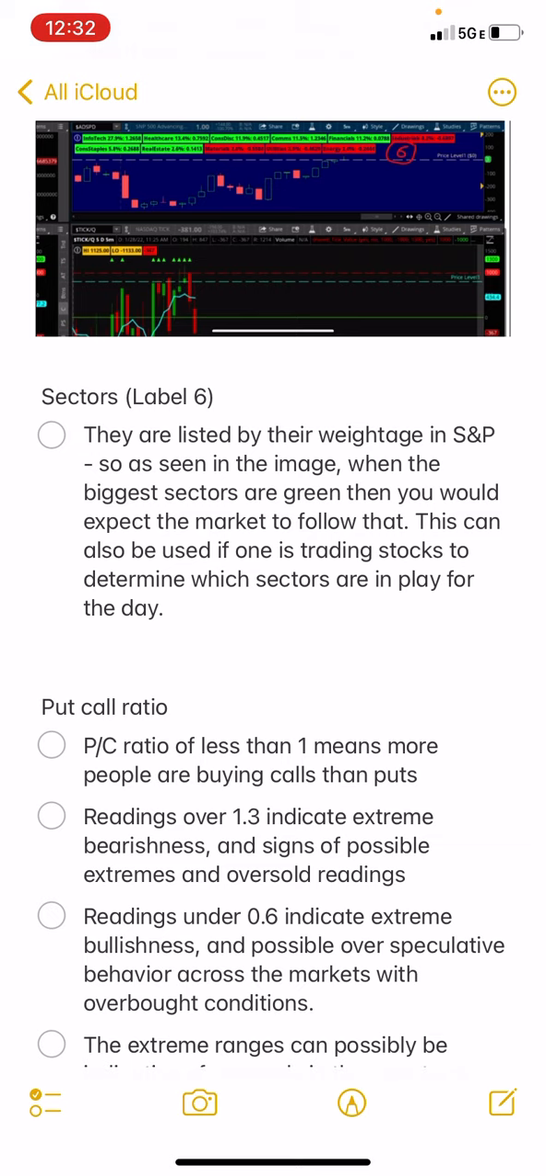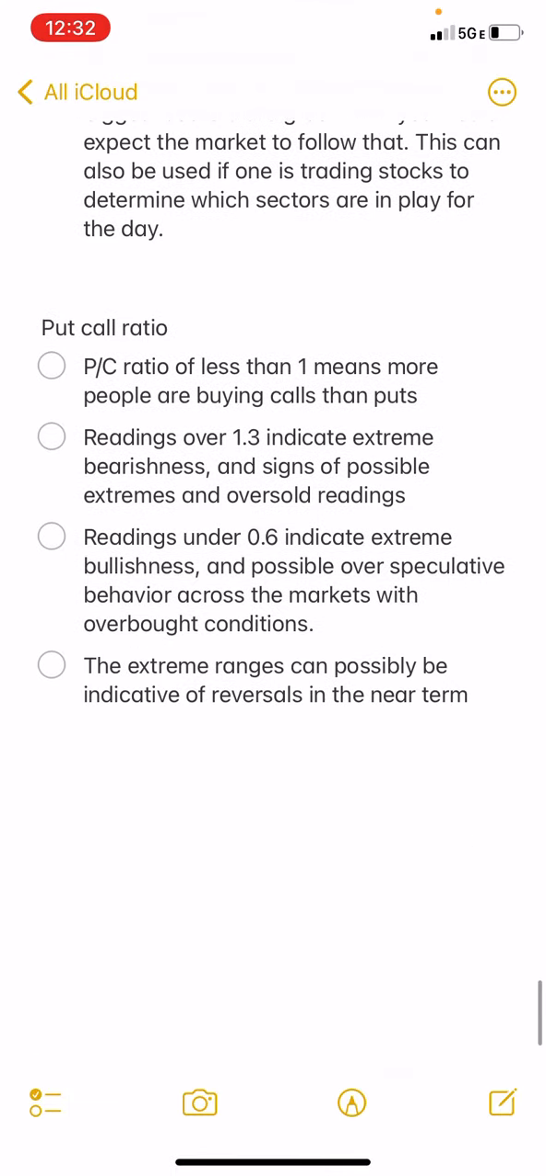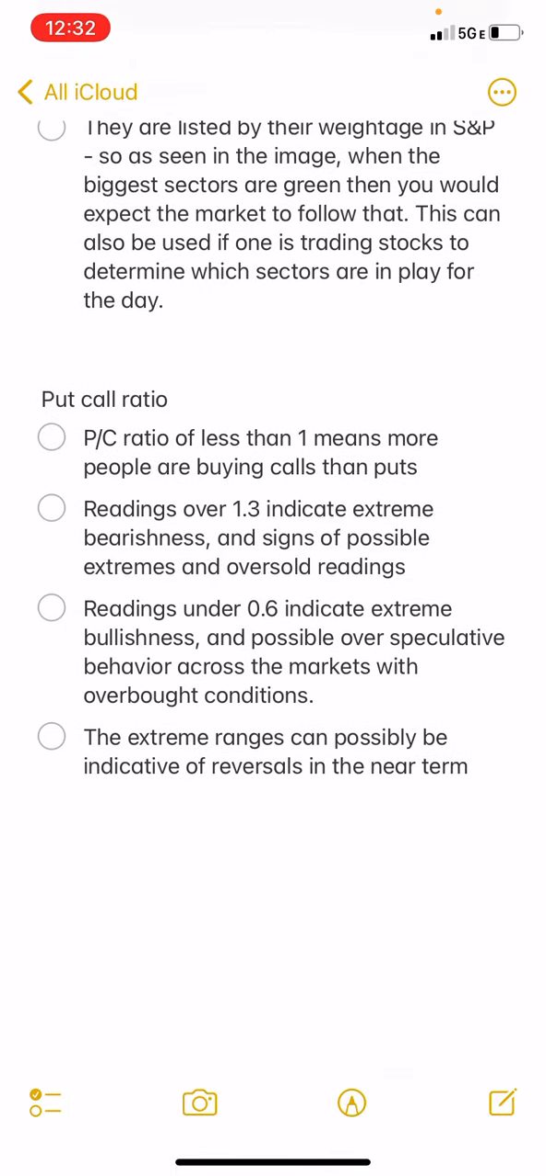So which one's hot, which one should I be trading, and then lastly, one that I use occasionally is the put to call ratio. So the put call ratio of less than 1 means there's more people buying calls than there are buying puts. Okay, so readings over 1.3 indicate extreme bearishness and signs of possible extremes and oversold readings. Okay, readings under 0.6 indicate extreme bullishness and possible over-speculative behavior across the markets with overbought conditions. So, in both those cases, you kind of want to be careful.